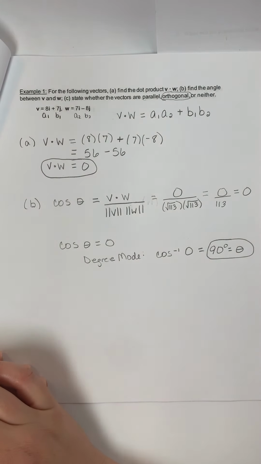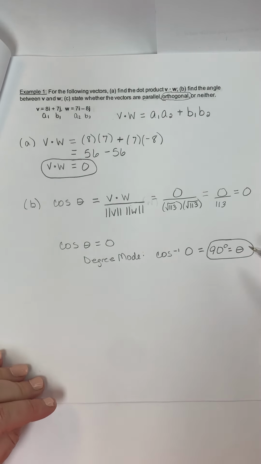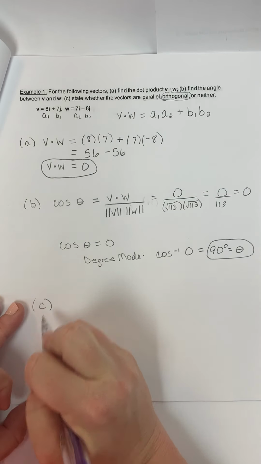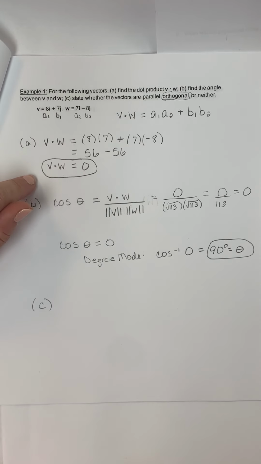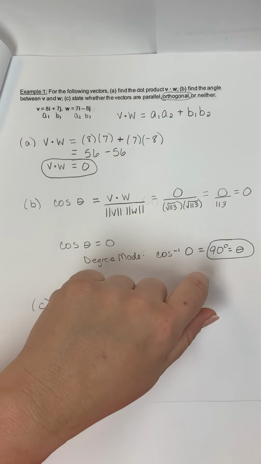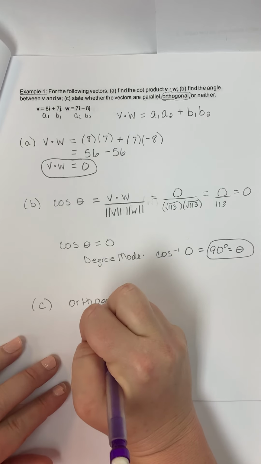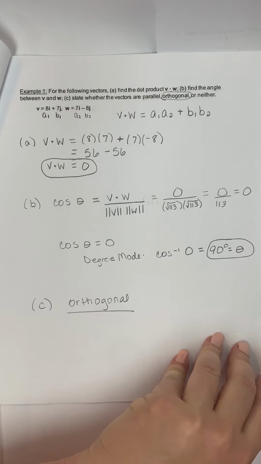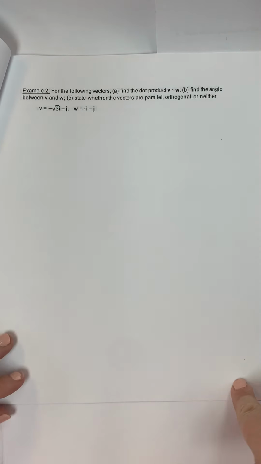And so if your dot product is 0, you already know theta. It's 90 degrees. You don't actually have to go through any of this, but you can just to verify it. So since we have a dot product of 0 and the angle between them is 90 degrees, these vectors are indeed orthogonal. There we go. Perfect. Okay, let's try another one.